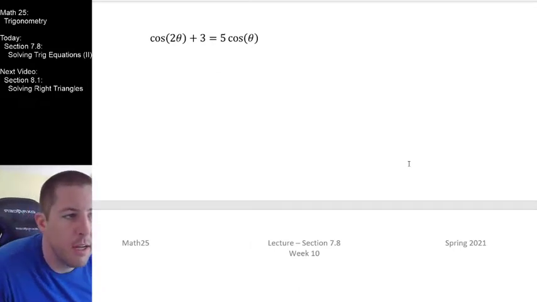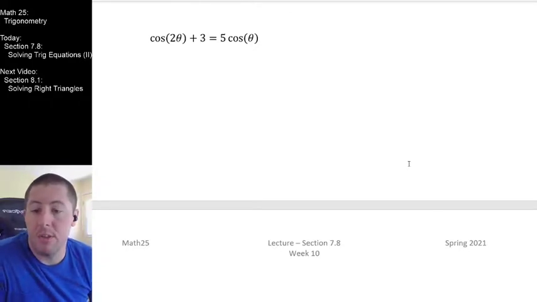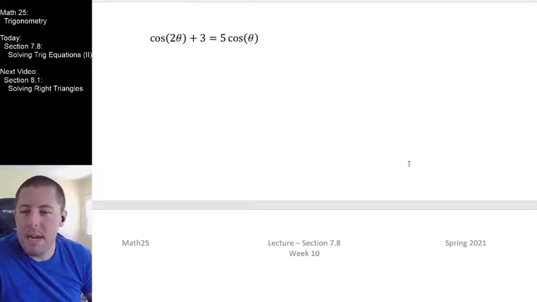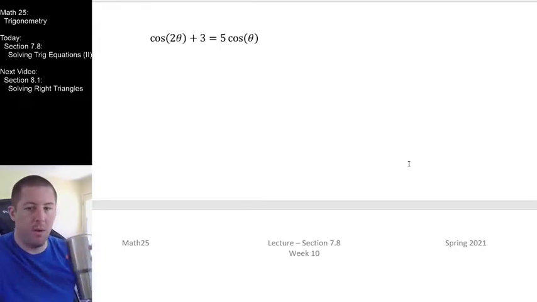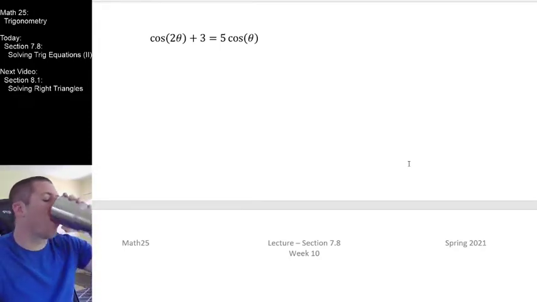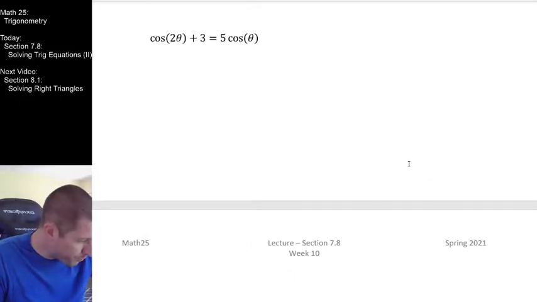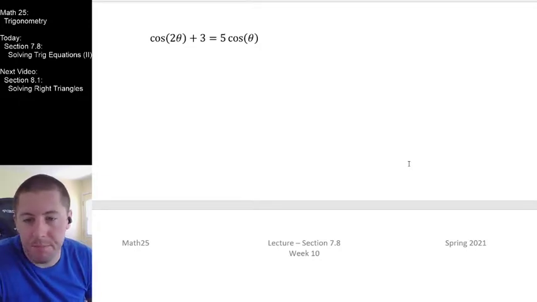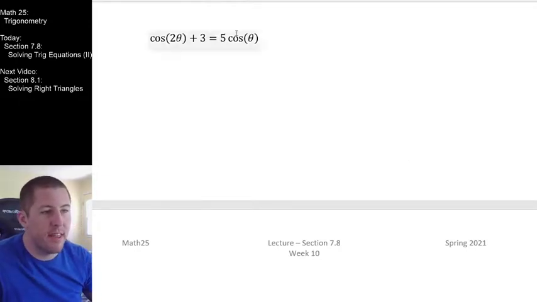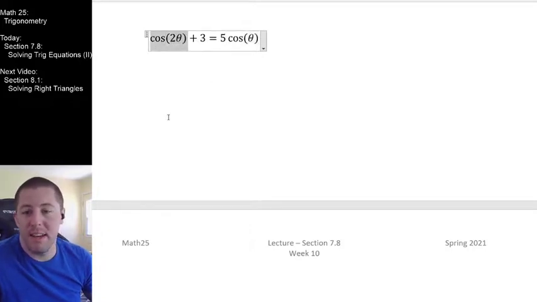Cosine of 2 theta plus 3 equals 5 cosine of 1 theta. So my immediate concern with this problem right here is, what's up with the fact that we've got a 2 theta in one place and a 1 theta in the other? You should notice that this is going to ruin our ability to state something like, oh, x equals cosine theta. Well, if I do x equals cosine theta, all that's going to get for me is just a replacement for this. But x equals cosine theta isn't going to do anything for me to replace this.